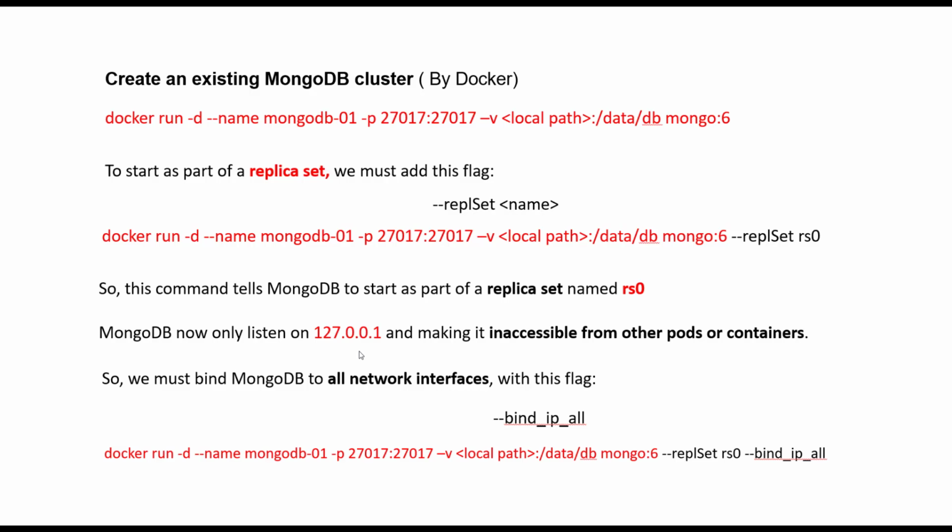So we must bind MongoDB to all network interfaces with this flag, --bind_ip_all. So by this command we will bring up MongoDB as part of a replica set called rs0, and it will also listen to all IP addresses, that is, bind to all network interfaces.